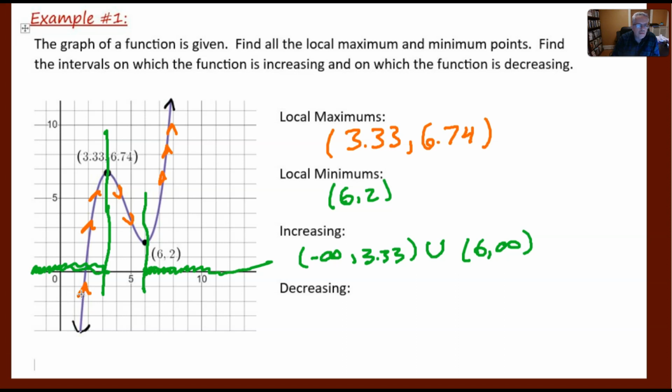Now, where is it going down? Well, again, let me erase some of this so we can see it a little bit better. It's going down right here in between the maximum and the minimum. So for these values of x right here, the function is decreasing. So we'd say from 3.33 to x equals 6. Right, so above these points, the function is going down. All right, that's a tough concept to get used to.